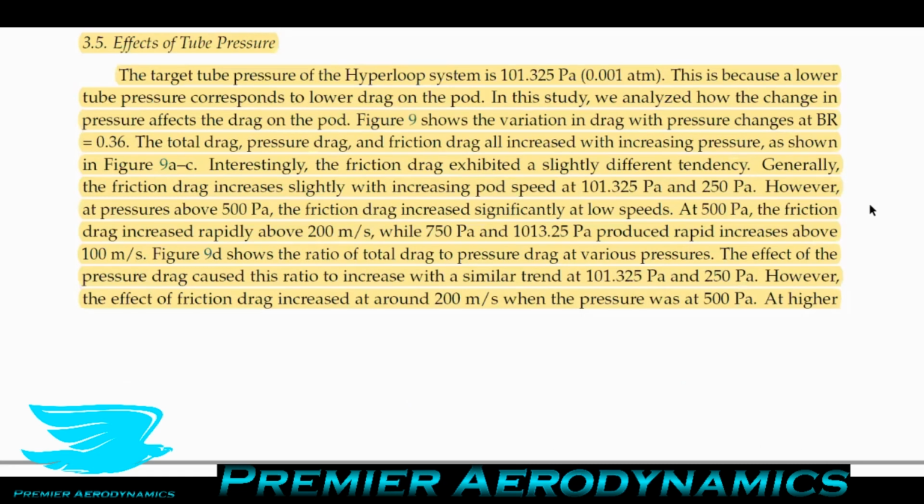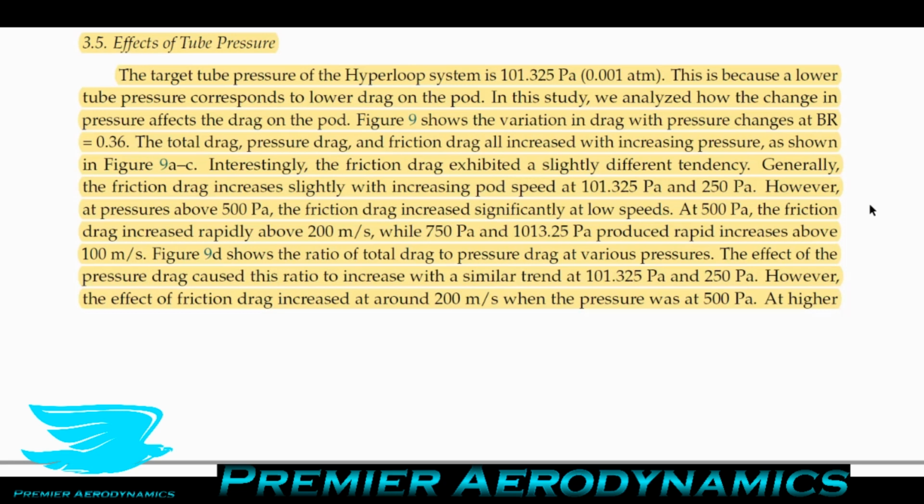Figure 9 shows the variation in drag with pressure changes at blockage ratios of 0.36. The total drag, pressure drag, and friction drag all increase with increasing pressure, as shown in figure 9A to C. Interestingly, the friction drag exhibited a slightly different tendency. Generally, the friction drag increases slightly with increasing pod speed at 100 pascals and 250 pascals. However, at pressures above 500 pascals, the friction drag increases significantly at low speeds. At 500 pascals, the friction drag increases rapidly above 200 meters per second, while at 750 pascals and 1000 pascals, they produce rapid increases above 100 meters per second.